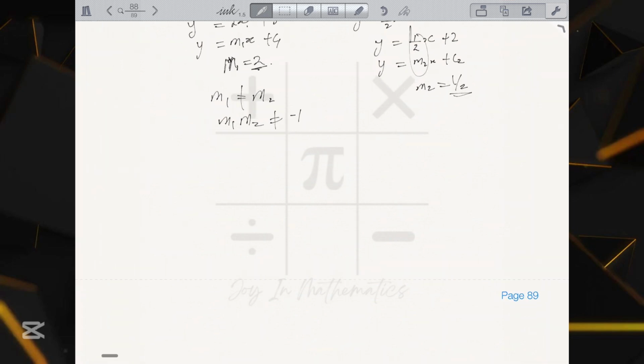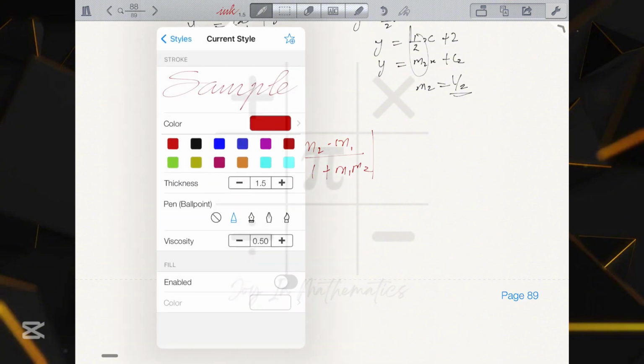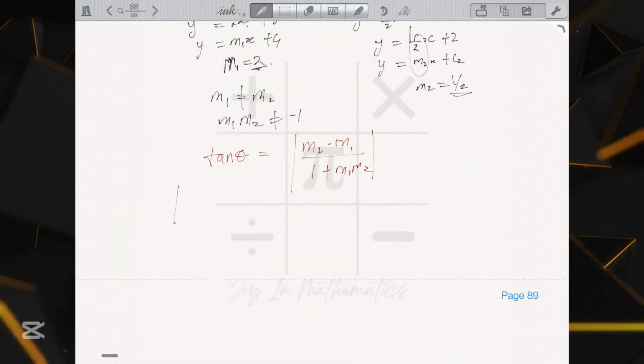Let's use the red pen. The general formula states that tan theta is equals to the modulus of m2 minus m1 divided by 1 plus m1 m2. So making our substitution, we can evaluate tan theta to give us the modulus of m2, which is 1 over 2, minus m1, which is 2, divided by 1 plus 1 over 2 multiplied by 2.